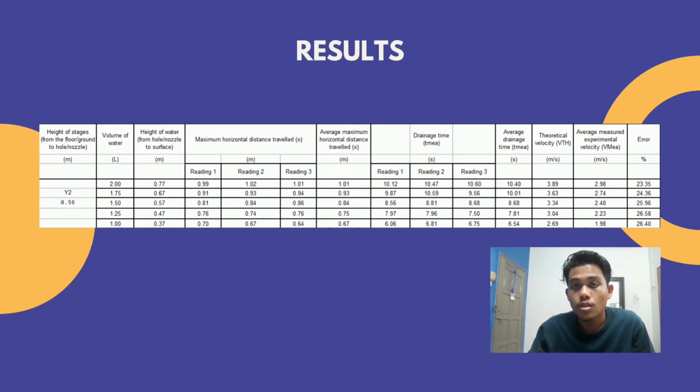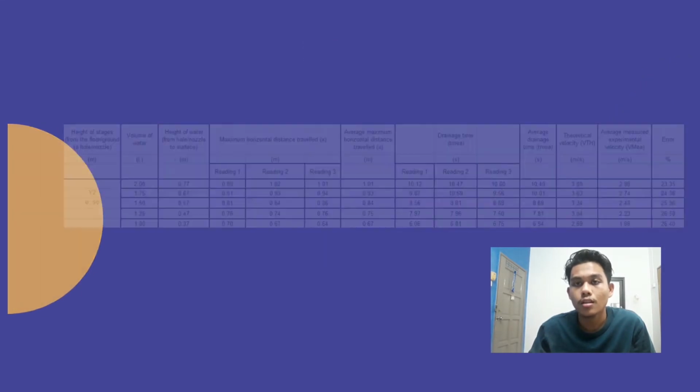And for the theoretical velocity, we use the same formula, V equals square root of 2gh. And for the average measured experimental velocity, we use the formula V equals x times square root of g divided by 2y, and both of the units are in meter per second.